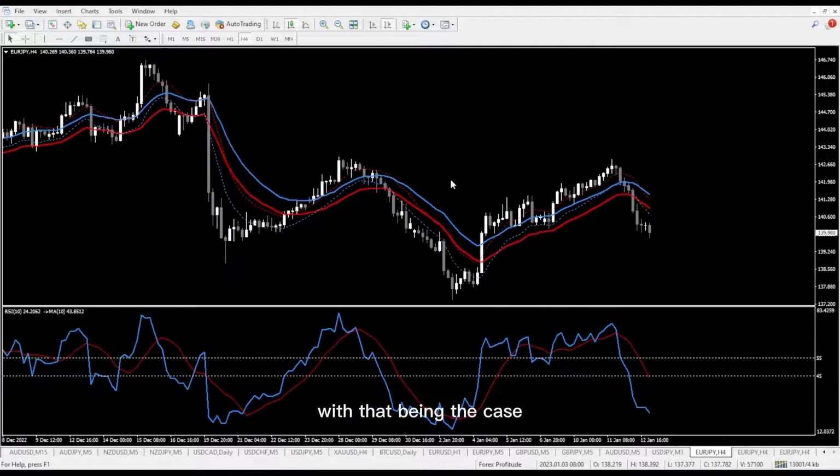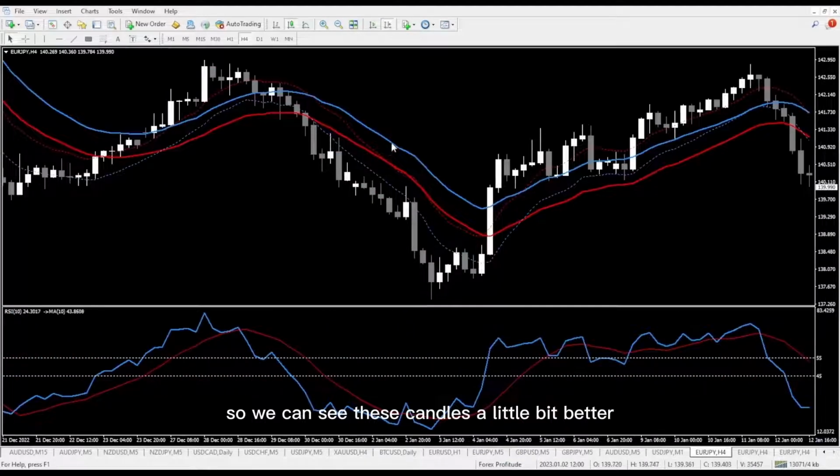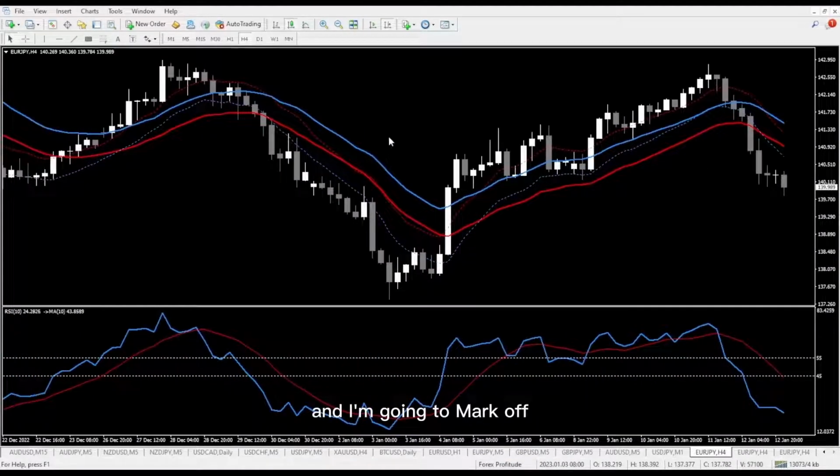With that being said, let's take a look at a couple of examples. I want to show you what a buy signal looks like, and I want to show you what a sell signal looks like. So I'm going to zoom in on the chart so we can see these candles a little bit better. And I'm going to mark off the first buy one that I see here. So we've got a buy signal right here.